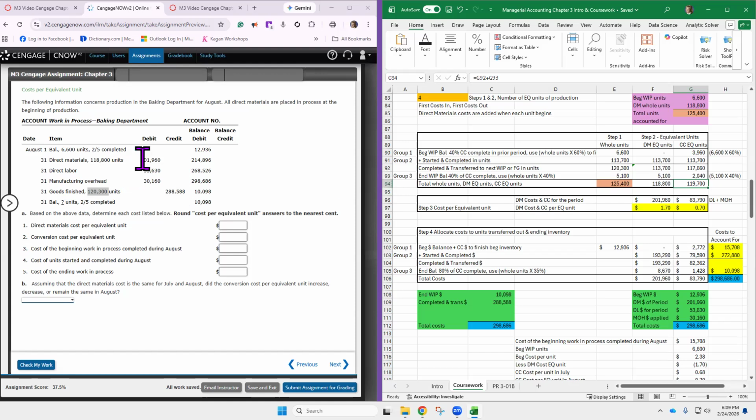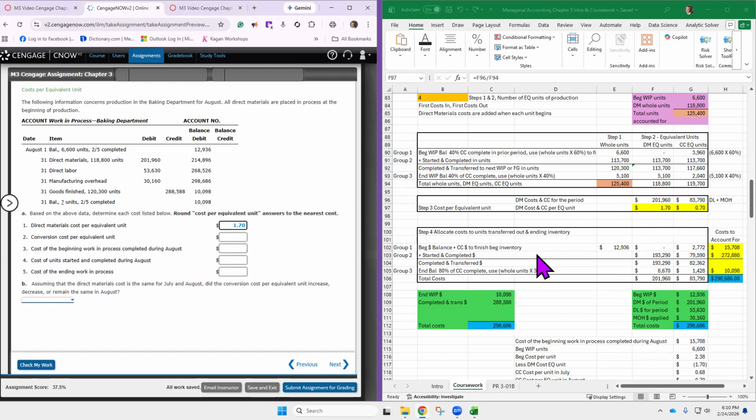We brought in direct materials of 209,960. I'm going to fill this in under direct materials, and then I'm going to divide it by our EQ units for direct materials and hit enter. When you do so, you should get a dollar value. And what did we just find? We found the direct material cost per EQ unit. Okay, per EQ unit. So let's put $1.70 here.